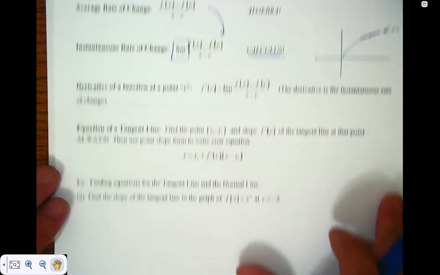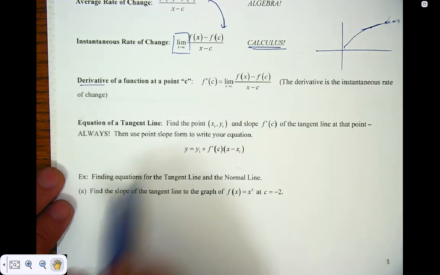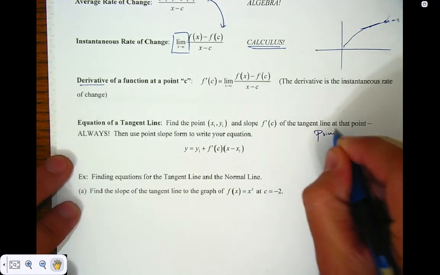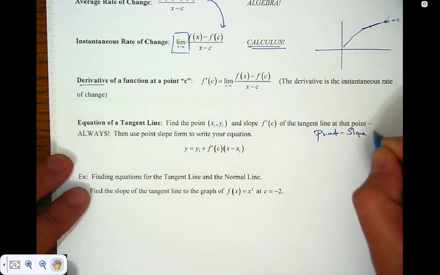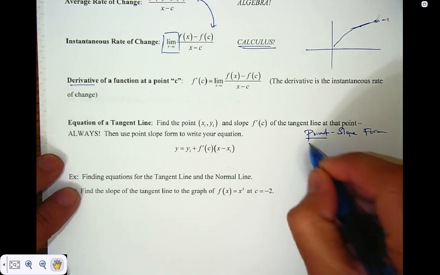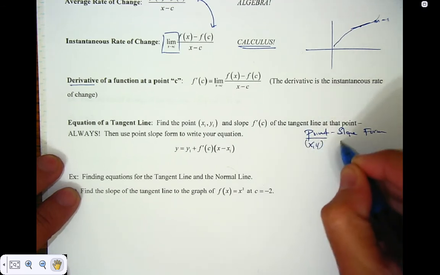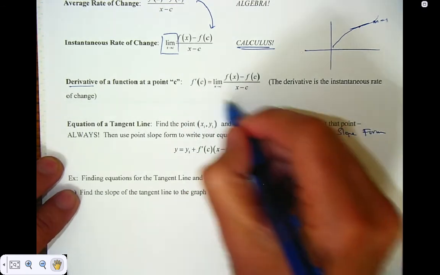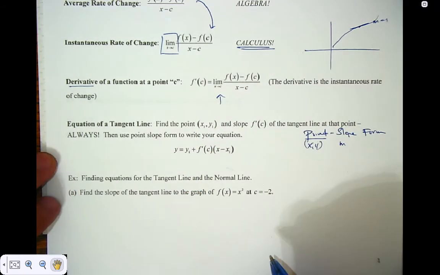Okay, we're going to write equations of tangent lines, right? And the easiest way to do this is point slope form. Maybe you remember this, point slope form. What do you need for point slope form? You need a point, right? X, Y, and you need a slope. Okay, and so the derivative gives us the slope, and then we'll have a point that we can use.